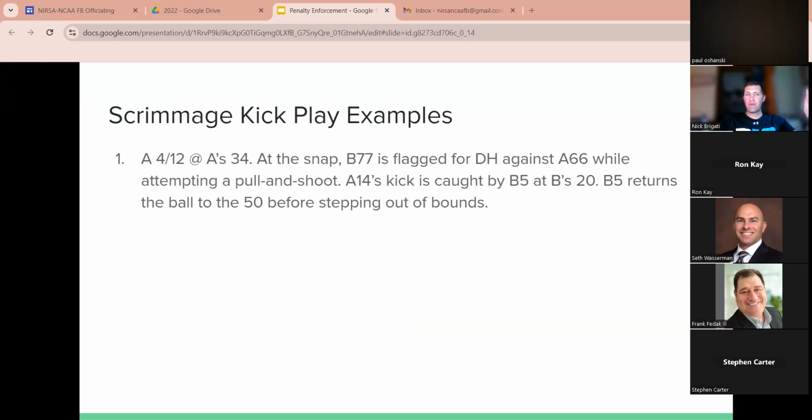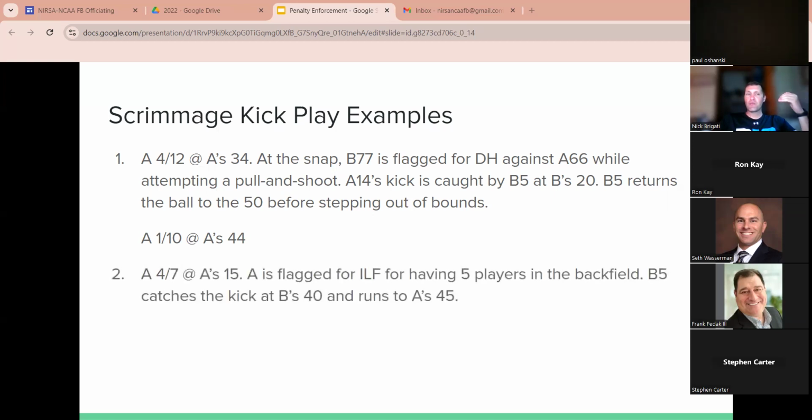So if we have a snap on 4th and 12 at the 34 and we have a defensive hold against A66 while attempting a pull and shoot, that kick is caught by B5 at the 20 and returned to the 50 before stepping out of bounds. Specifically in the rules, we know that a pull and shoot is before the kick occurs. It's not a post-scrimmage kick foul by definition. Therefore, we would enforce that penalty from the previous spot, and because it's a defensive hold, it carries an automatic first down. So it'd be 1st and 10 for A at A's 44 after enforcement.